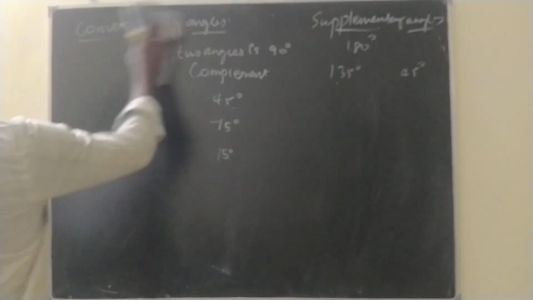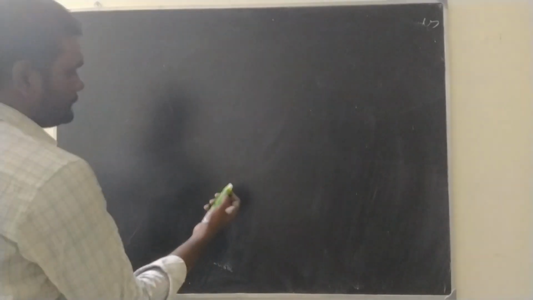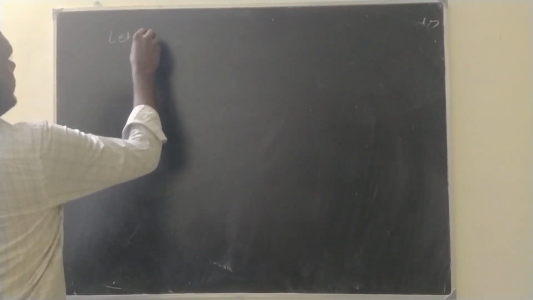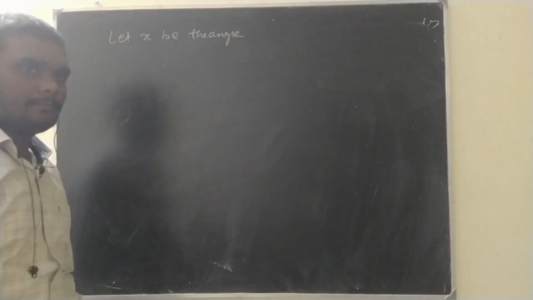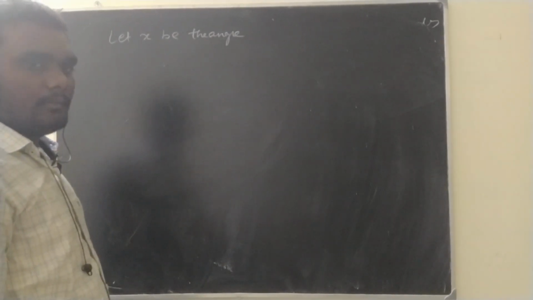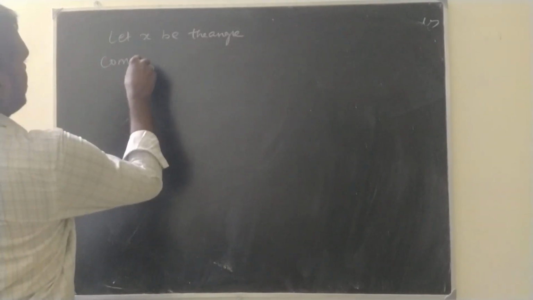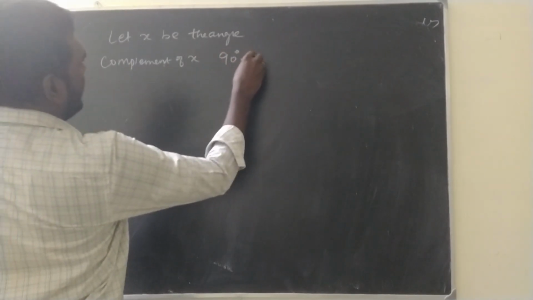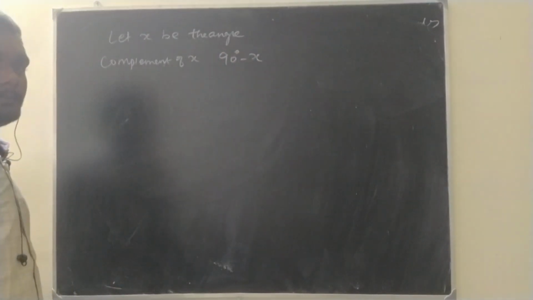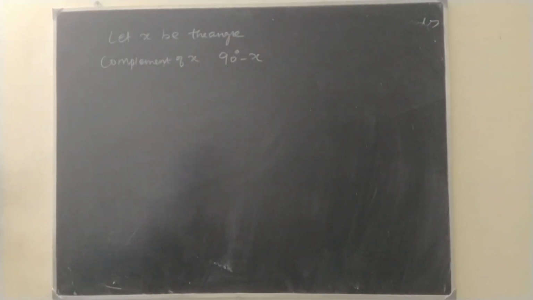Next, question number 4. Find the angle which is equal to its complement. How do you find it? Let x be the angle, and the complement of it will be what? Complement of x is 90 degree minus x. These two are equal.